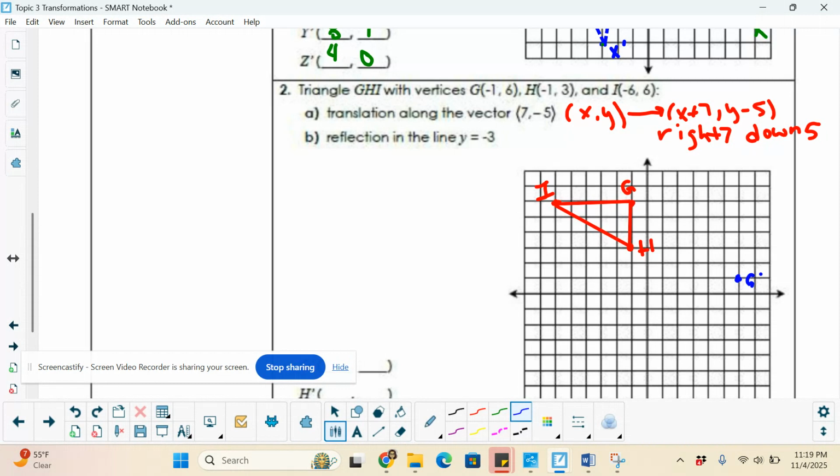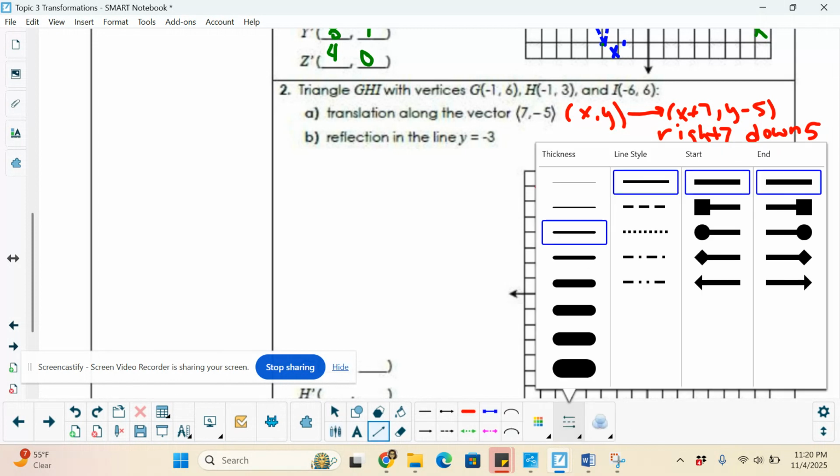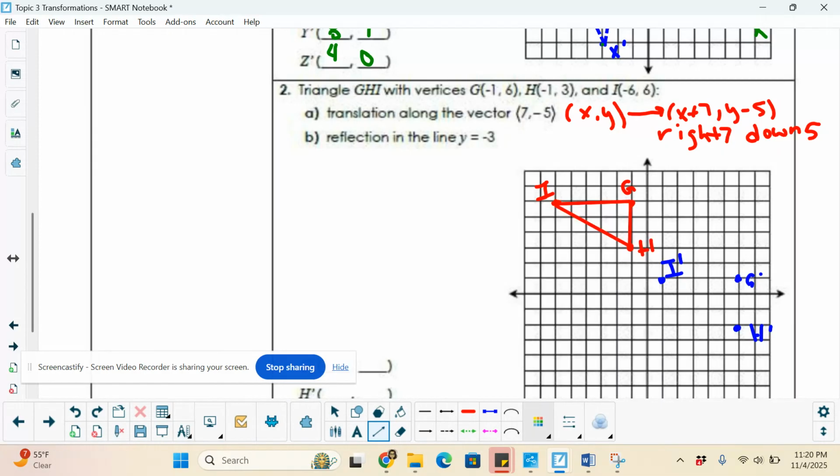All right, H, let's go right 7, down 5. 1, 2, 3, 4, 5, 6, 7. Down 1, 2, 3, 4, and 5. That is my H prime for now. And then I, we're going to go 1, 2, 3, 4, 5, 6, 7. Down 1, 2, 3, 4, 5. So that's my I prime. Because it's not my final triangle, I'm going to do a dotted line. I'll do that in blue. Connect my dots.